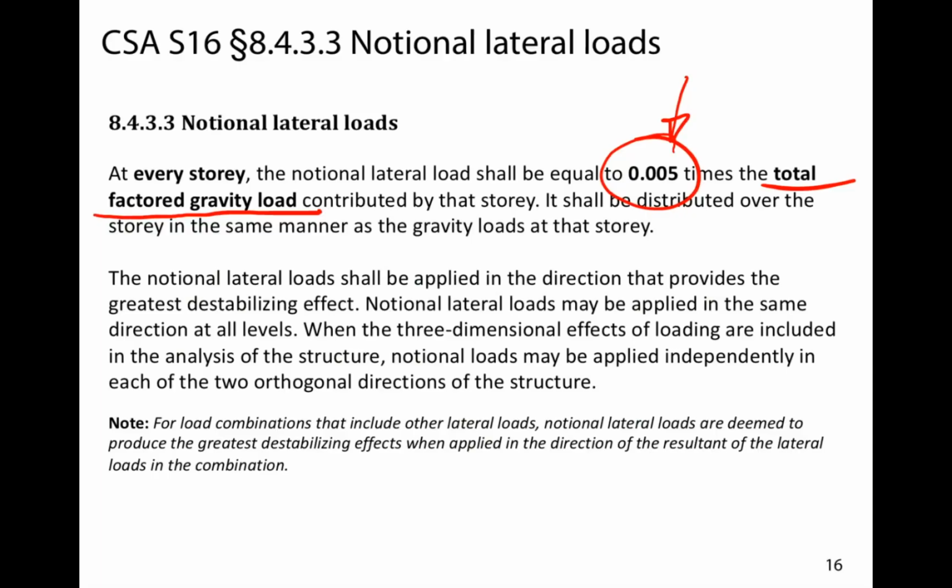Okay, so a lot of stuff kind of packed into just these two paragraphs. We're not going to be talking about three-dimensional effects in this course, but there are a lot of important considerations here for analyzing our structure and including these notional lateral loads. So what does this mean for us?